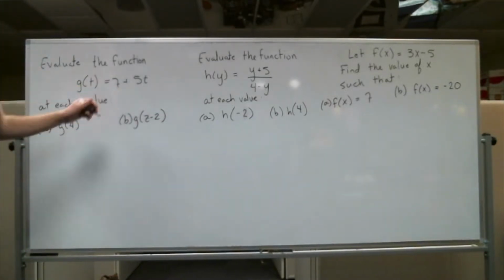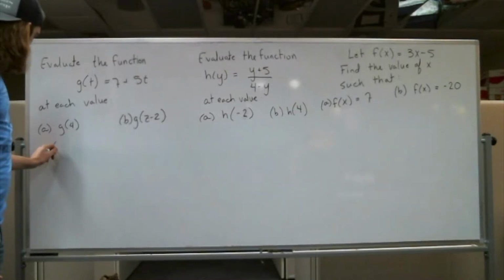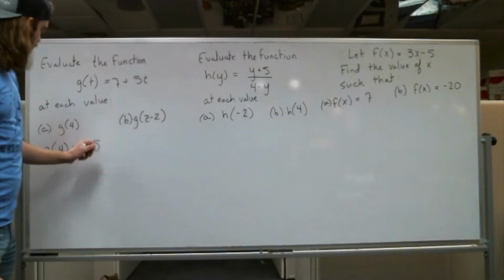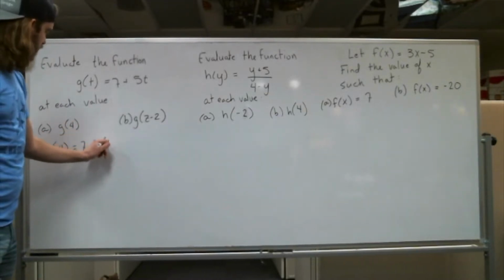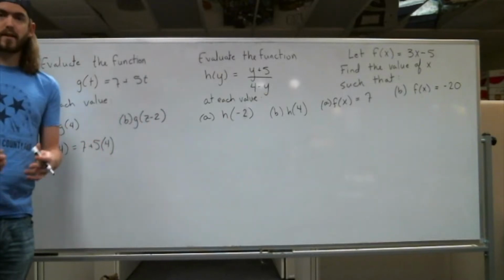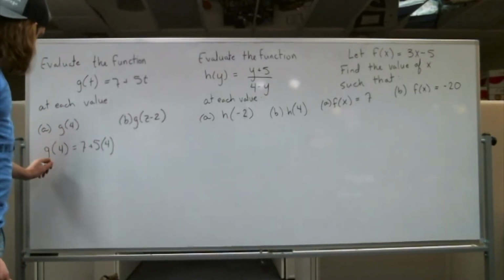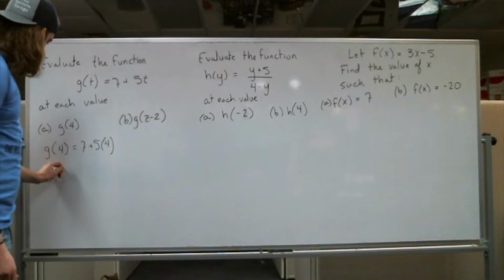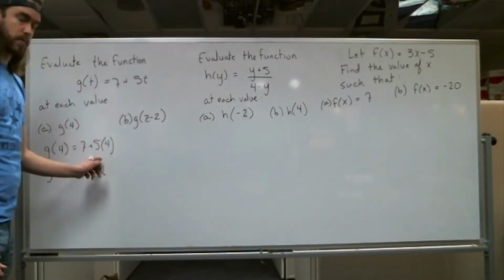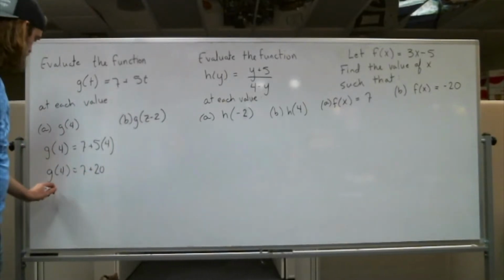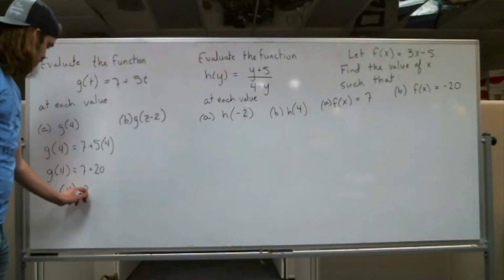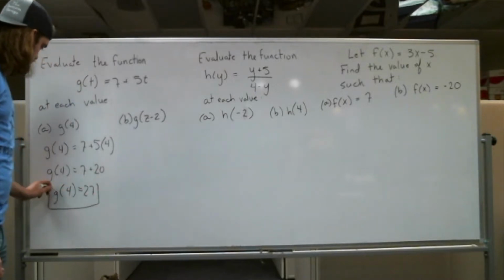So if we go into our problem here, we write g of 4 is equal to 7 plus 5, and we're going to replace that t with a 4. And then we're just going to simplify the right-hand side of this problem until we get a single number. So g of 4 is equal to 7 plus 20. Using order of operations, we're going to multiply first, and then we're going to add 7 plus 20. And that's going to give us g of 4 is equal to 27.